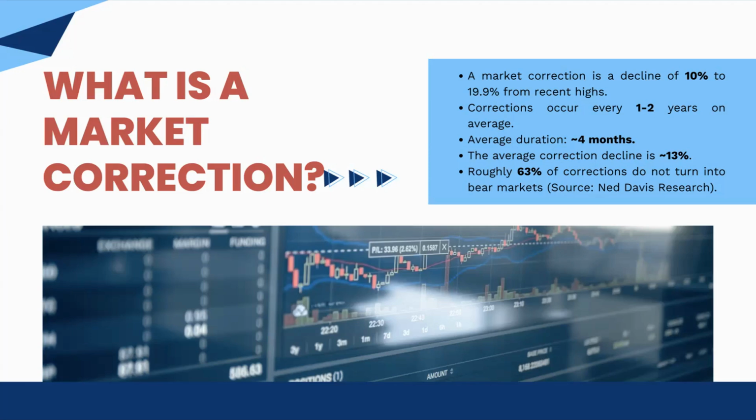And this is a key statistic too. And this is where it's so hard to say, all right, this isn't just a correction, this is going to be a bear market. But about 63% of corrections do not turn into bear markets. All right. So just because we've dropped 10% or a little bit lower than 10%, that does not mean we are headed into bear territory.